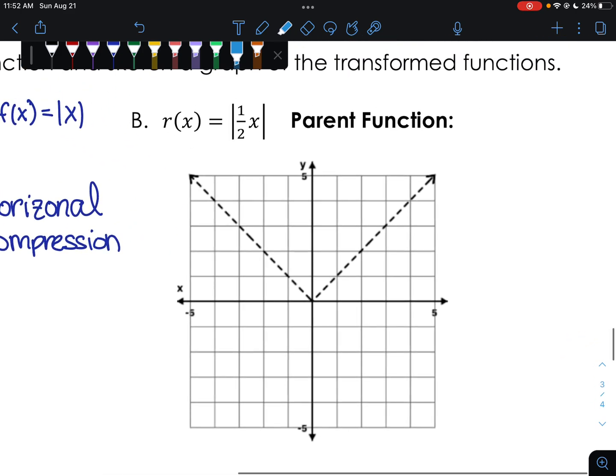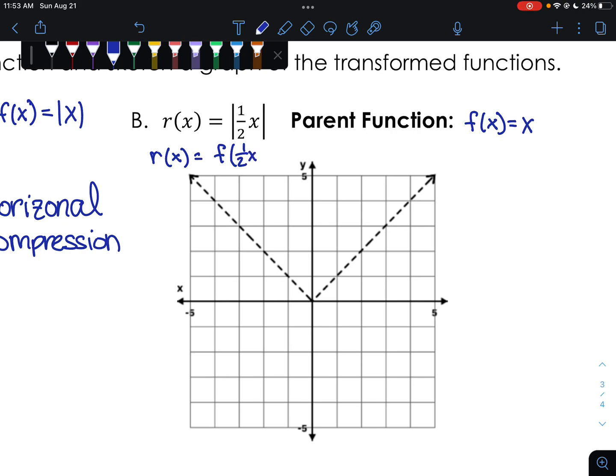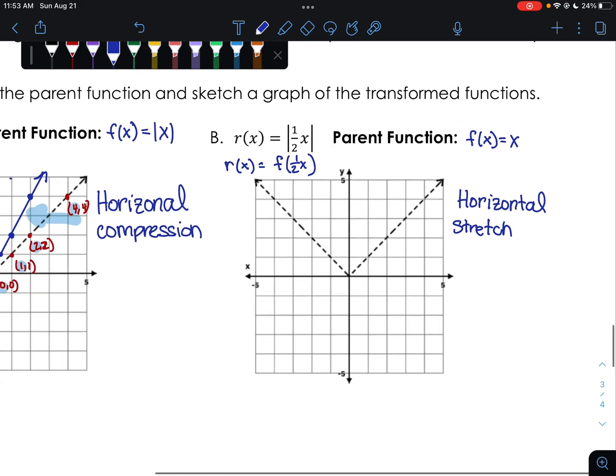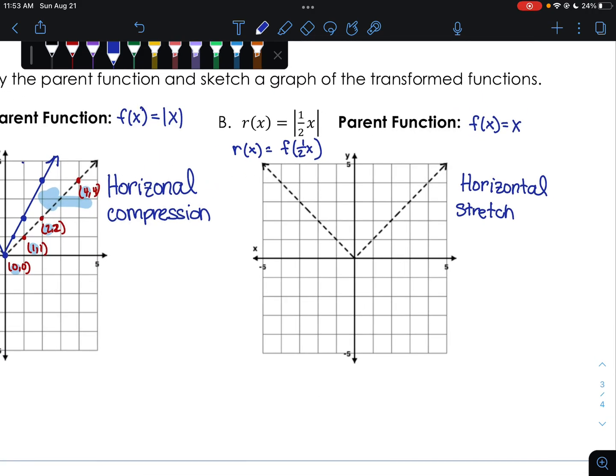Now, looking at this one, we have r of x equals the absolute value of 1/2 x. So our parent function is the absolute value of x. So r of x can be rewritten as f of 1/2 x. There we go. So this is a horizontal stretch. So we're going to take each x value and divide it by 1/2.